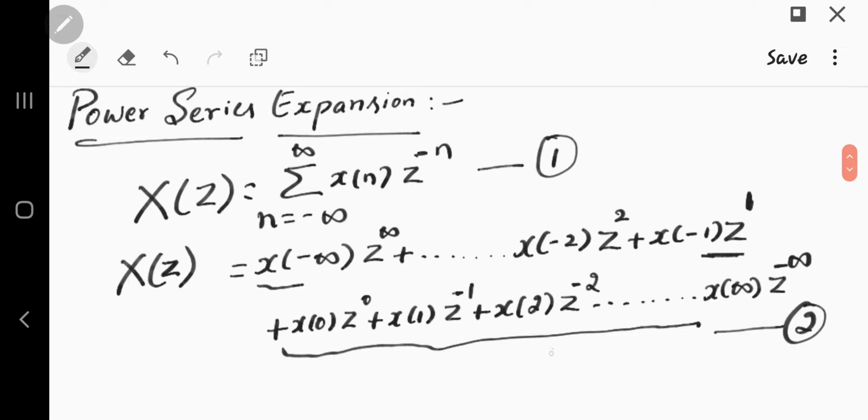So this expression is the power series expression. Now we are going to compare that with this one, and based on the coefficients you will get the respective values. That is, the coefficient of z square will give you x of -2, the coefficient of z power 1 will give you the value of x of -1. You have to figure that out while comparing with the power series expression. Whatever coefficients you get will be the value at that instant of time for x of n. So this is the process for power series expansion.